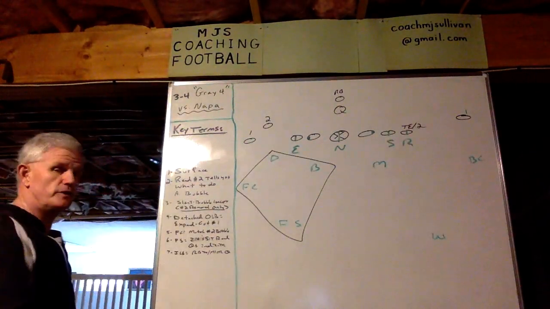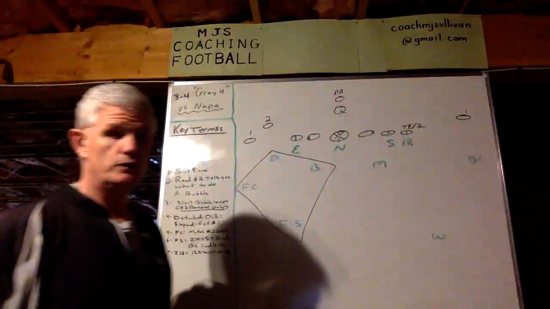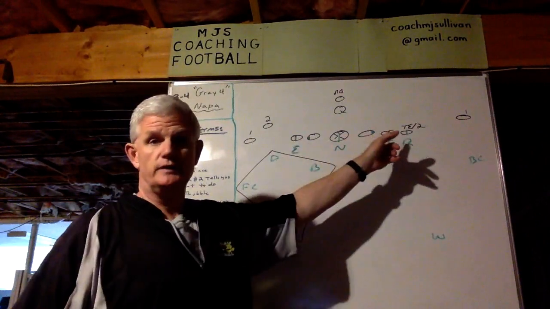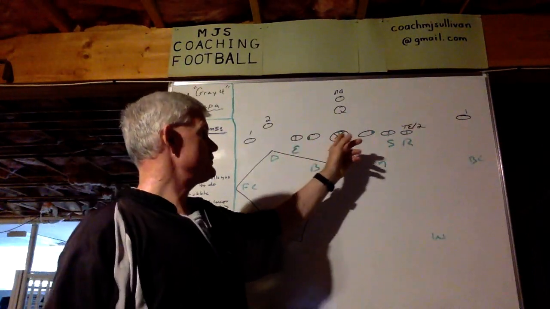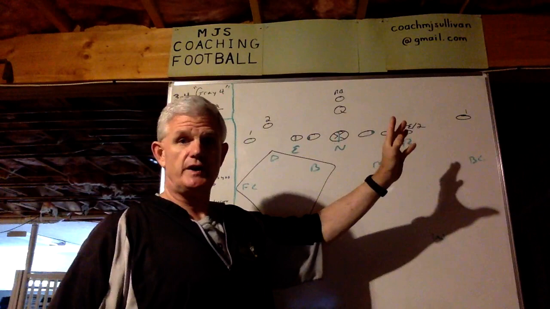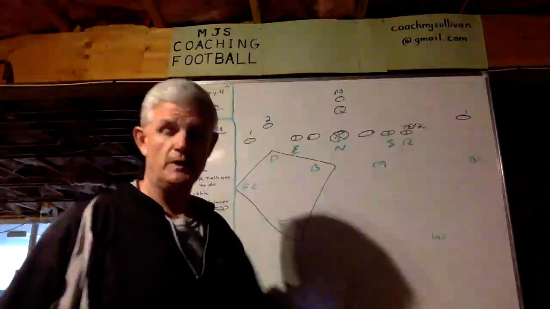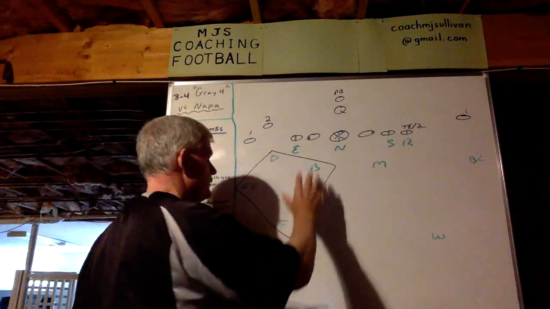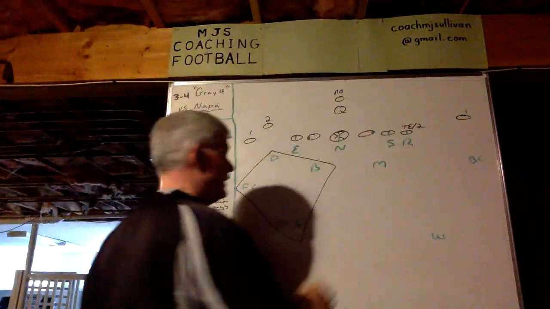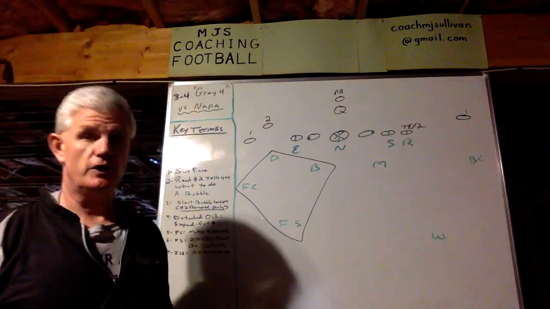So the first key term is what we call surface. To us, the surface is the offensive line, right? Tackle, guard, center, guard, tackle, and when there's a tight end, the tight end becomes a part of that surface, okay? So all of our defenders read the surface, the offensive line.